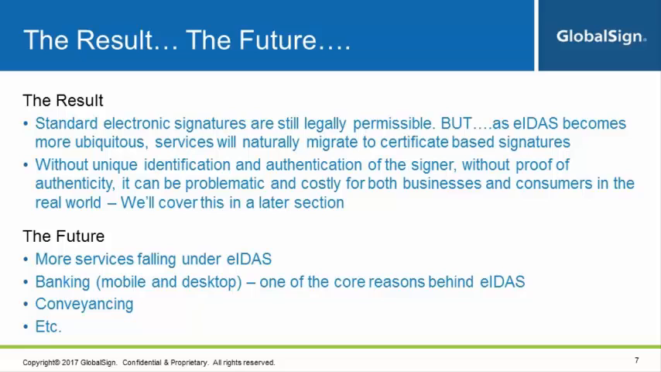But certificate-based signatures, digital certificate-based signatures as GlobalSign provides, can be used for a much higher level because they add identity, verification and authenticity to a signature. These are called advanced electronic signatures. So the result is, as I said, electronic signatures are still permissible, but eIDAS is seeking to become more ubiquitous and ensure that services can migrate over to a certificate-based signature to include identity, because without it, there's no proof of authenticity.